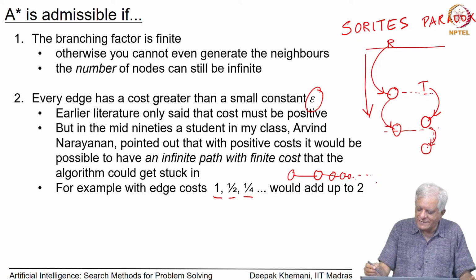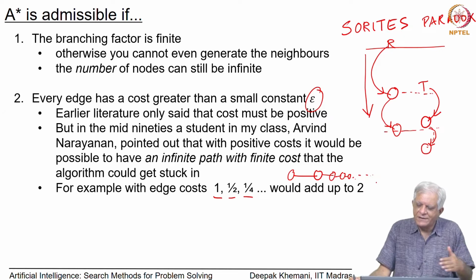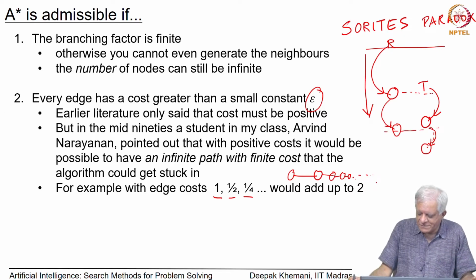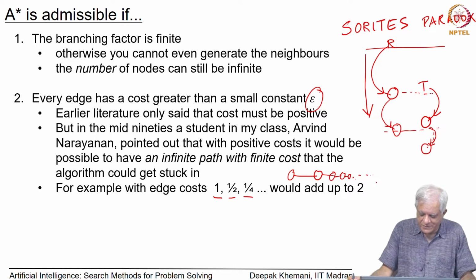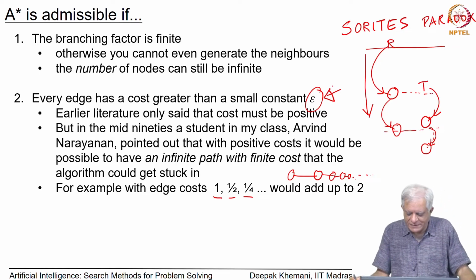So, these are infinite steps that the rabbit is talking about, that it will take you infinite steps to catch up with me, and likewise here we are saying that the path would have infinite edges, but the total edge cost would be constant. So, to eliminate that, we say that the edge cost must be greater than some value epsilon. So, that was the second condition.